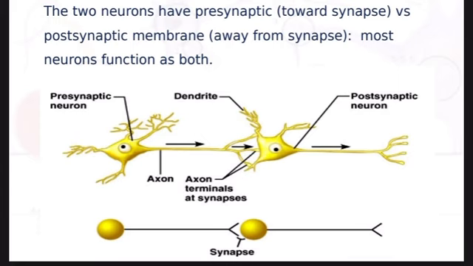The two neurons have usually pre-synapse towards the synapse versus post-synapse membranes away from the synapse. Most usually neurons have both. They either receive ولا send information. They receive, that means they are pre-synapse, or post-synapse, they will send the information themselves. فأغلبية neurons, they function this way.